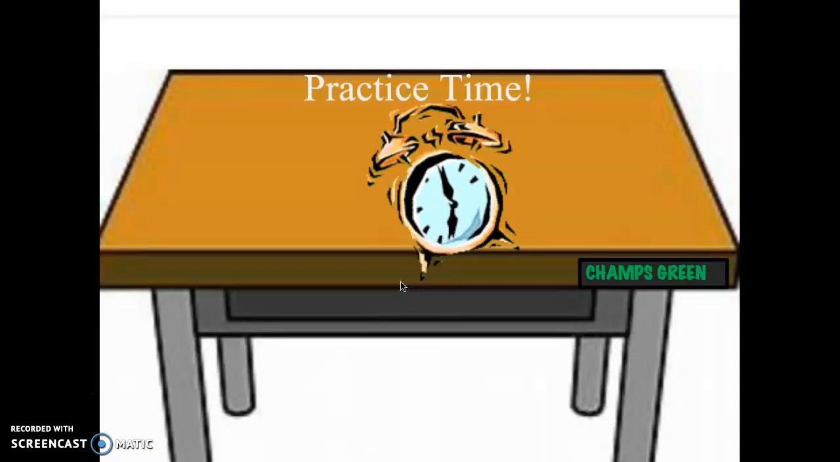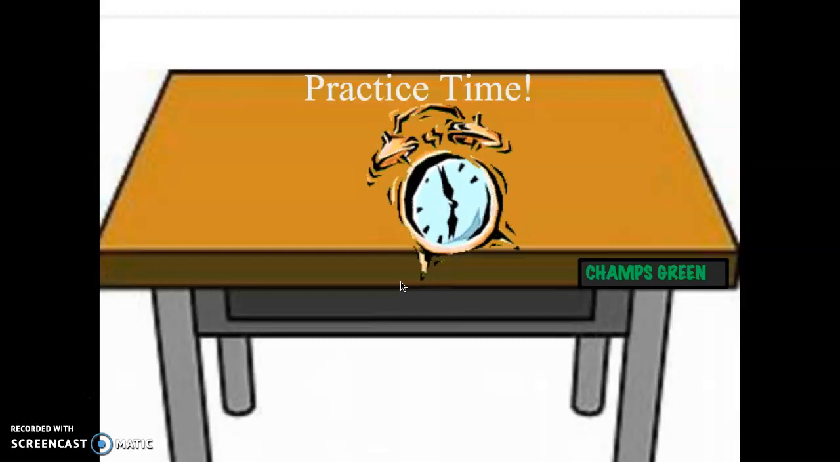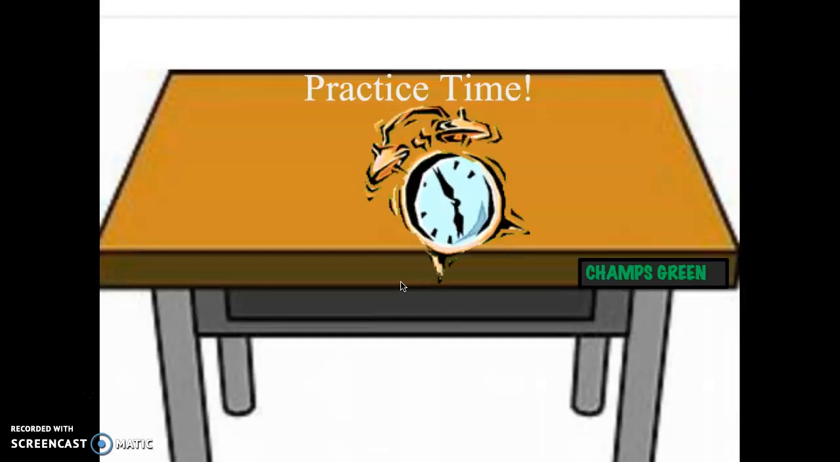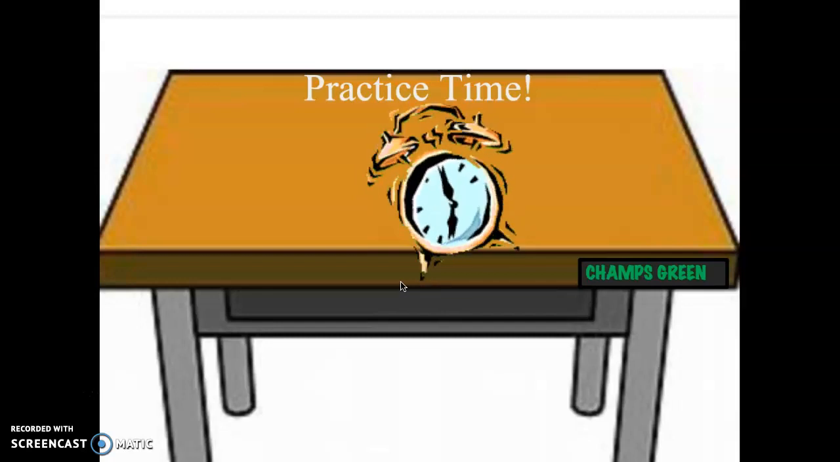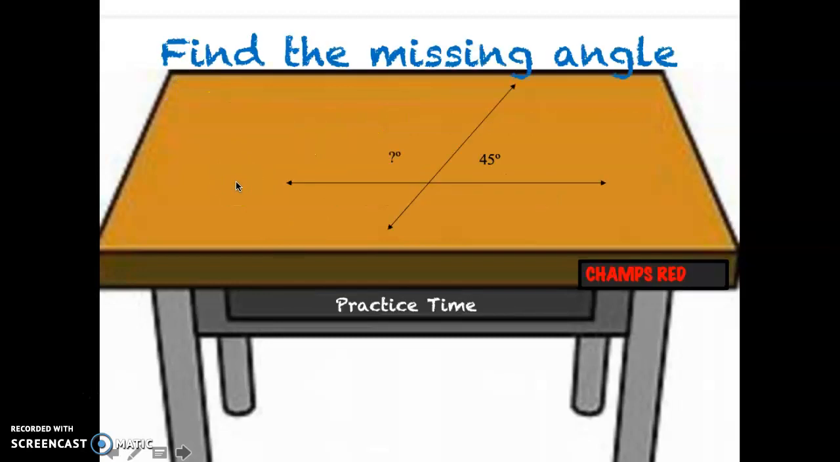So one thing we did in class is we practiced. I would like you to try and practice on a piece of paper. You can pause as you go, but we're remembering that 180 is made up of a straight line. 90 is when you see the L shape. And vertical angles is when they're across from each other, they are congruent. They're the same measurement.